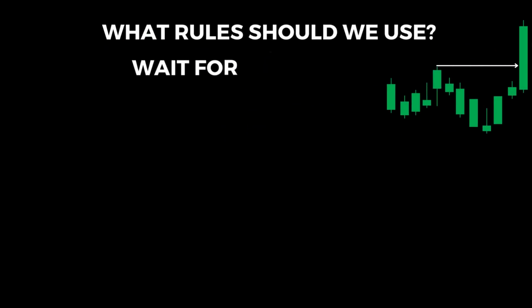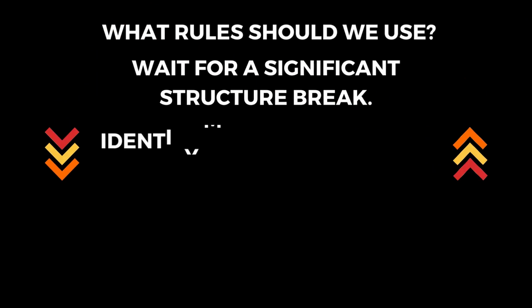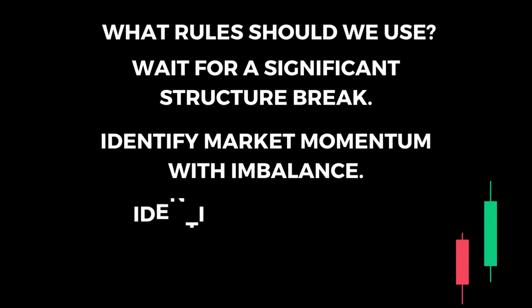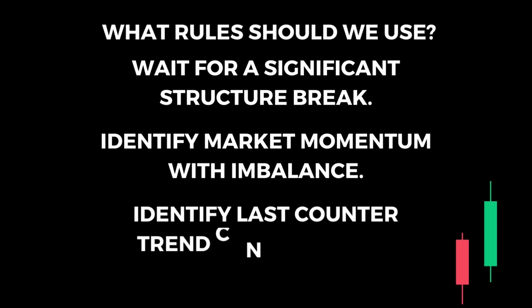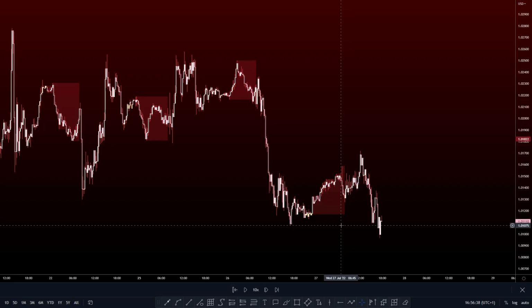We can wait for a significant break of structure just to confirm a continuation or reversal of a trend. We can identify market momentum with imbalance. This shows us that not only has the trend either continued or reversed, but it's done so with momentum, which gives more confidence and credence to our zones. And to find the supply and demand zone, we can look for the last counter trend candle before the imbalanced movement that broke structure.